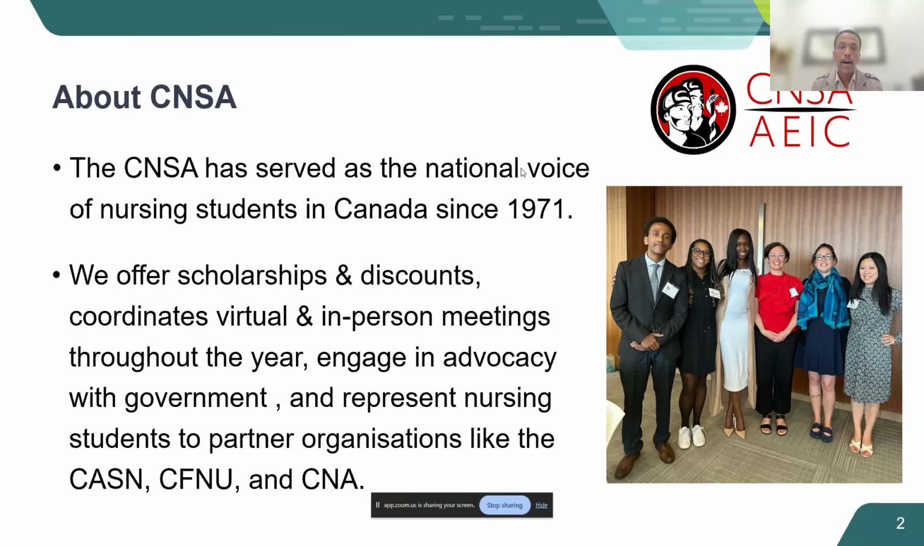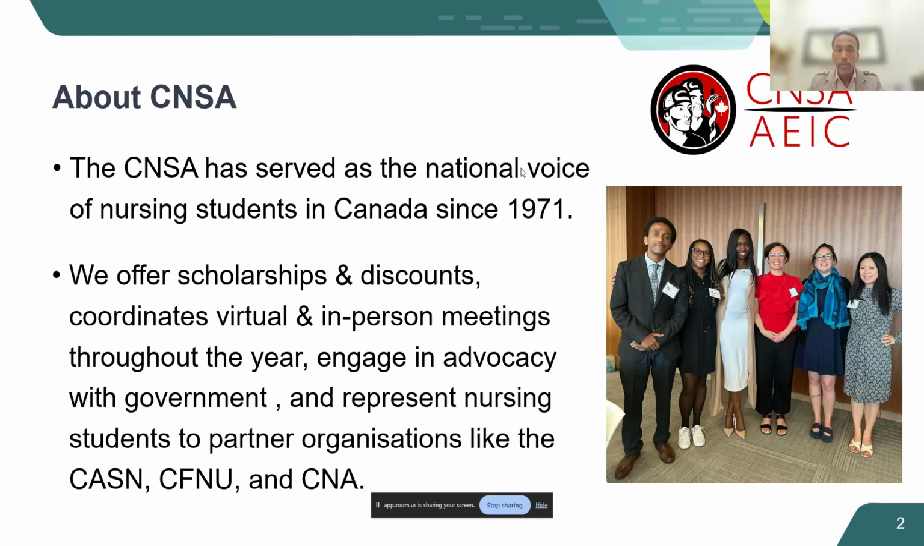Since 1971, the Canadian Nursing Students Association has been the national voice for nursing students in Canada in registered, diploma, and psychiatric programs with over 25,000 members. We offer scholarships, discounts, coordinate virtual and in-person meetings throughout the year, engage in advocacy with multiple levels of government, and represent nursing students to partner organizations such as CASN, the Canadian Federation of Nurses Unions, and the Canadian Nurses Association.